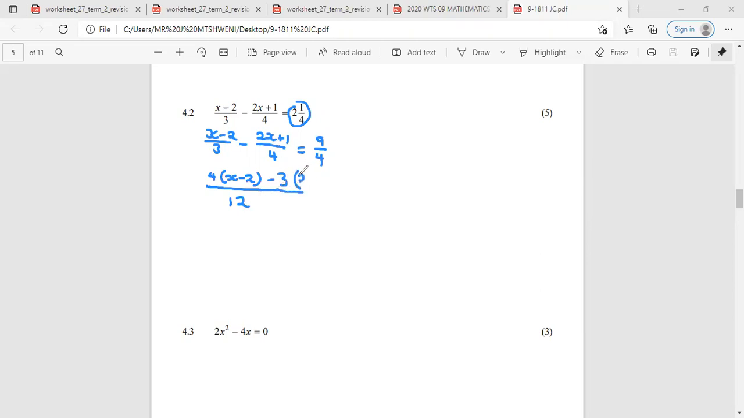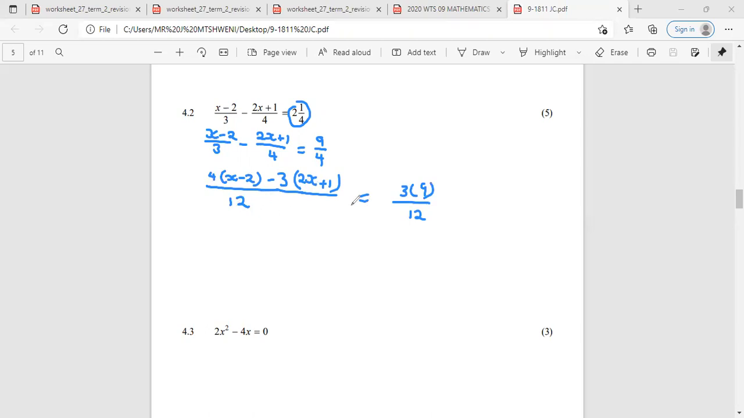Then it's 2x plus 1, equals, then 12 divided by 4, what do we get? We get a 3 times what? 9.